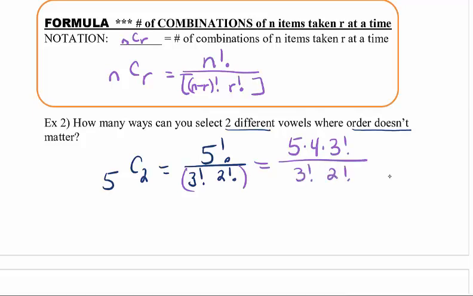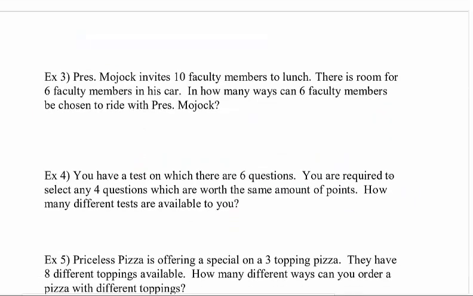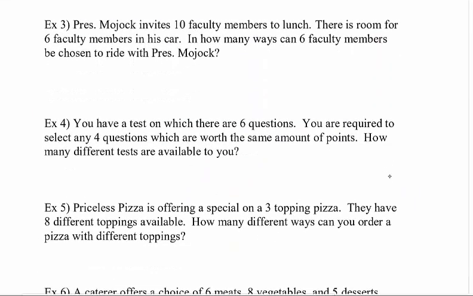The 3 factorials cancel, and that's just a 2 in the denominator, so you get 20 divided by 2, which is 10. You can also use your calculator. If you type that in just as we did above, you will get 10 ways. So I'm showing you both alternatives. So looking at example 3.